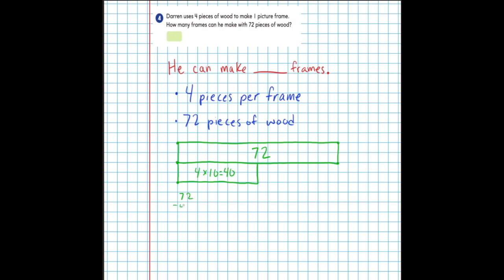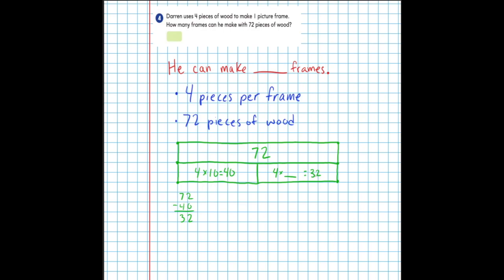72 minus 40. Okay? 2 minus 0 is 2, and 7 minus 4 is 3. So over here, let me make my little dot there, we already know how much is going to be left over here. 32 pieces left. So now, all we need to do is figure out, since we already know we need 4 pieces for each of those frames, how many more frames can we make with the 32 pieces we have left?